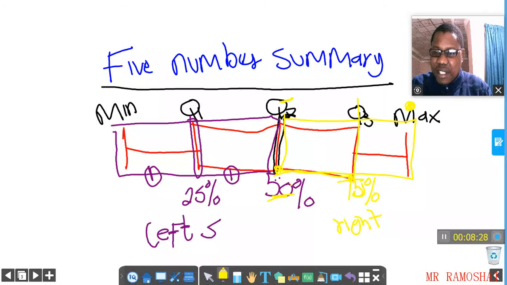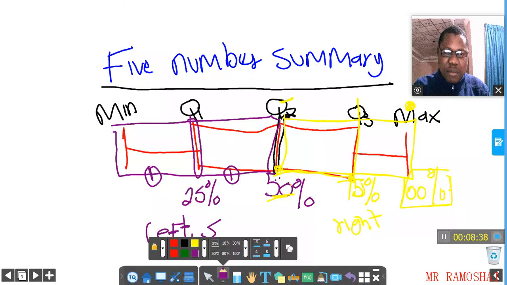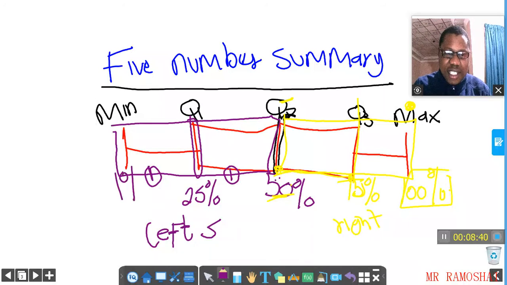So the maximum represents 100% of our data. Then someone asks, how many percent is represented by the minimum? It is 1%. So they start from the minimum 1%, then quartile 1 25%, quartile 2 50%, quartile 3 75%, maximum 100%.